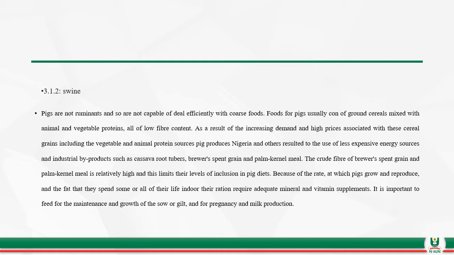Because of the rate at which pigs grow and reproduce and the fact that they spend some or all their life indoors, their ration requires adequate mineral and vitamin supplements. It is important to feed for the maintenance and growth of the sow or gilts, and for pregnancy and milk production.